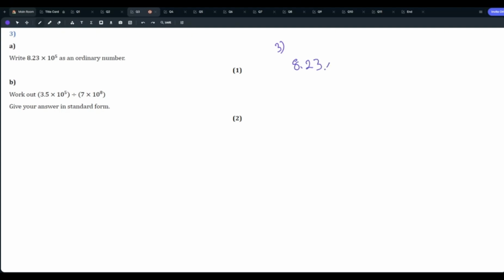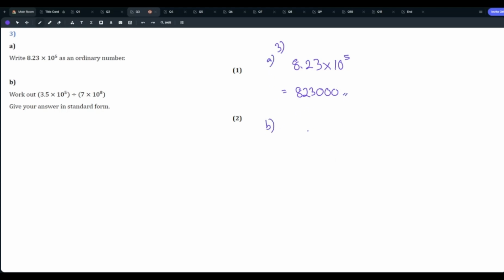8.23 times 10 to the power of 5, and it wants it as an ordinary number. Now if I jump 2 places to get past the 3, that's 2 places already jumped. So think of this as the number of places to jump. So it will be 8, 2, 3. Now there's 2 places jumped, so 3 left. Just fill those extra jumps with zeros. And there is our normal number. So just double check. 1, 2, 3, 4, 5. That's done.